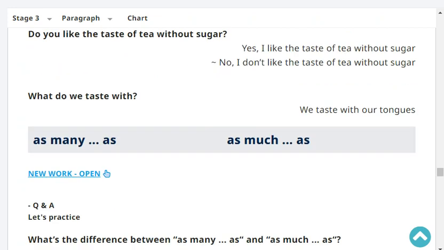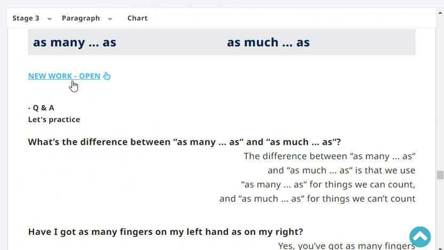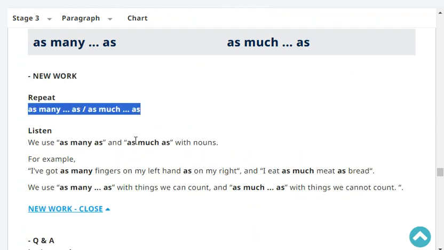Okay, so that's the end of our revision. Let's have a new word. Repeat: as many as, as much as. Very good. Okay, listen. We use as many as and as much as with nouns for comparing.